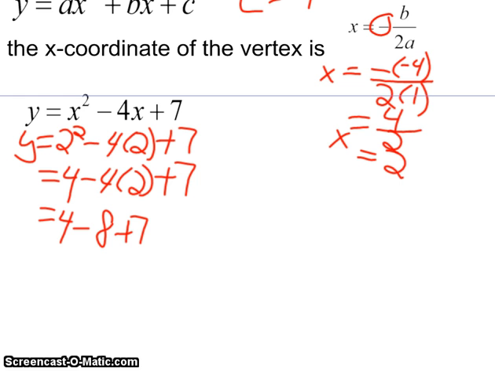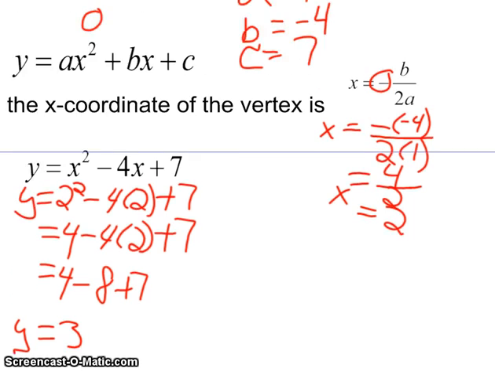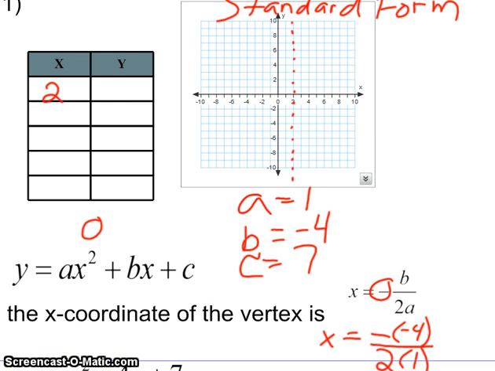And then finally, I can do my addition. 4 minus 8 is negative 4. Negative 4 plus 7 is 3. So when x is 2, y is 3. All right, I'm plugging that 3 into my table. So when x is 2, y is 3. Let's plot that point. 2, 3.